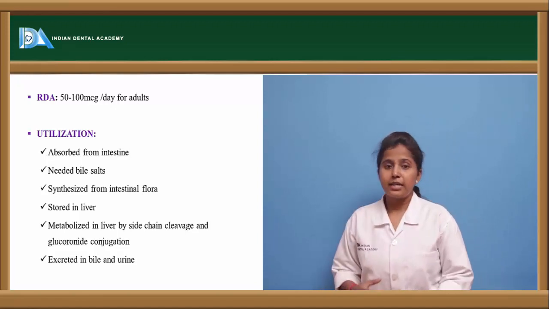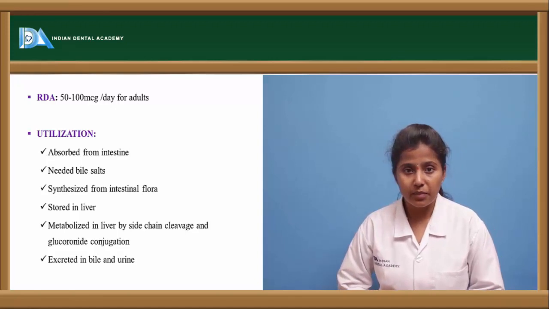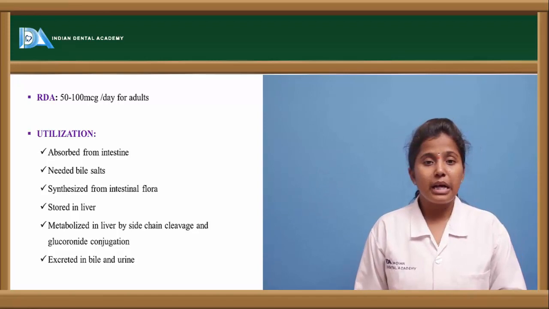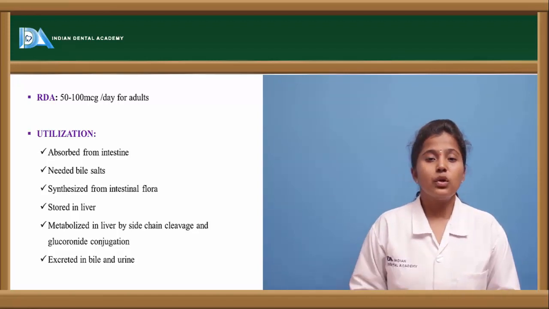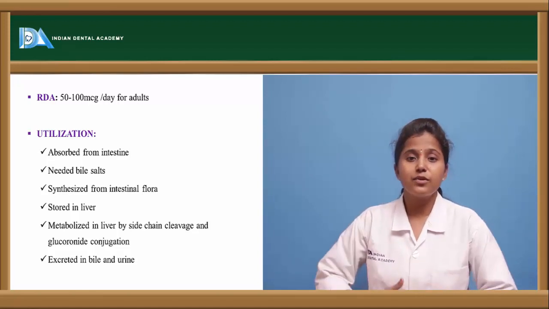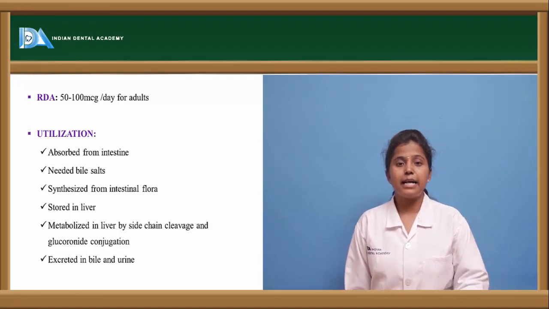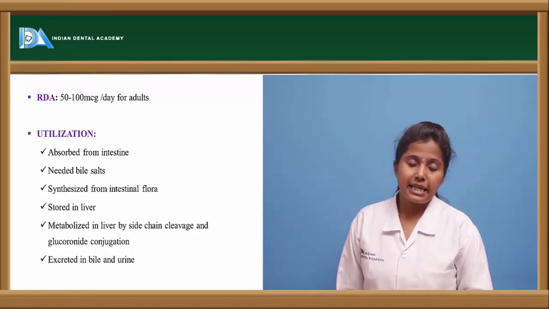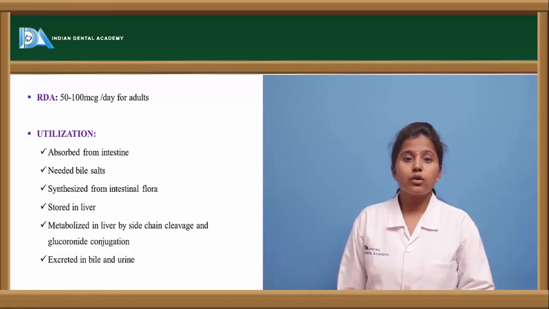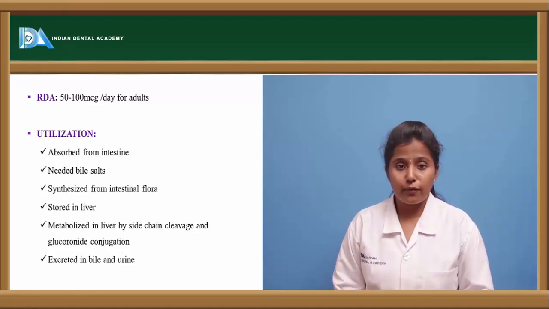Apart from that, it is stored in the liver. If there is any excessive amount of vitamin K present in the body, it is stored in the liver, and it needs bile salts for metabolism. Bile salts as well as bile pigments are secreted from the gallbladder. Vitamin K metabolism needs bile salts for the conversion of the inactive form to the active form, or for the storage of vitamin K.